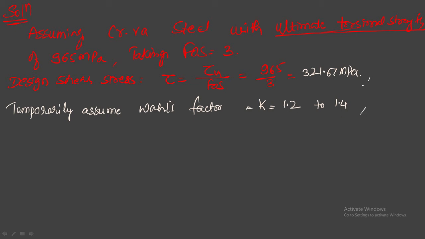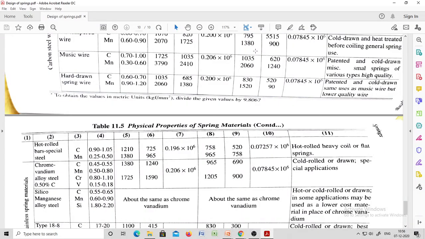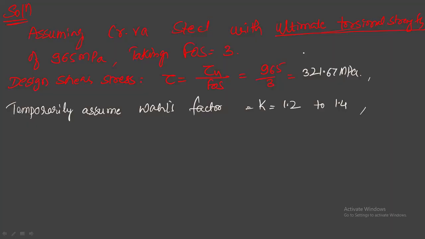Right. So now, you also note down the modulus of rigidity from the data handbook, because the G value is required. Now, G value is how much here? 0.7845 into 10 to the power of 5. So G is 0.7845 into 10 to the power of 5 Newton per mm square. Right? Okay.